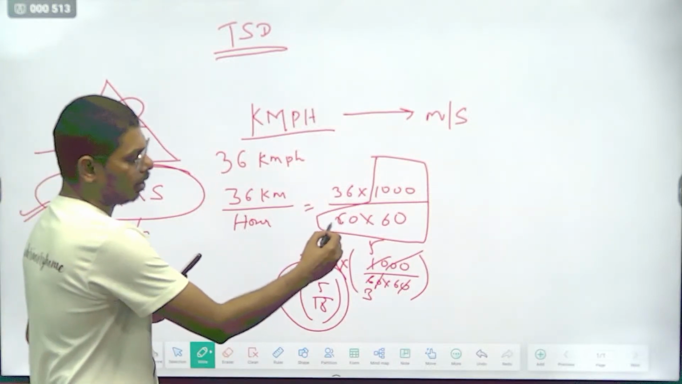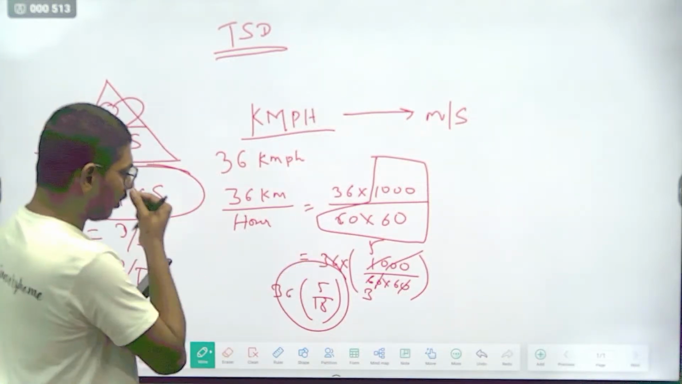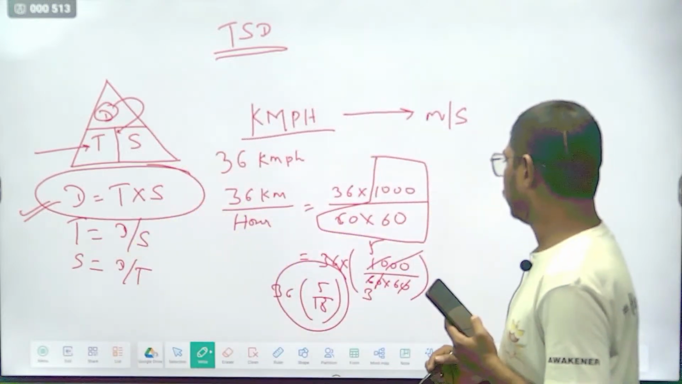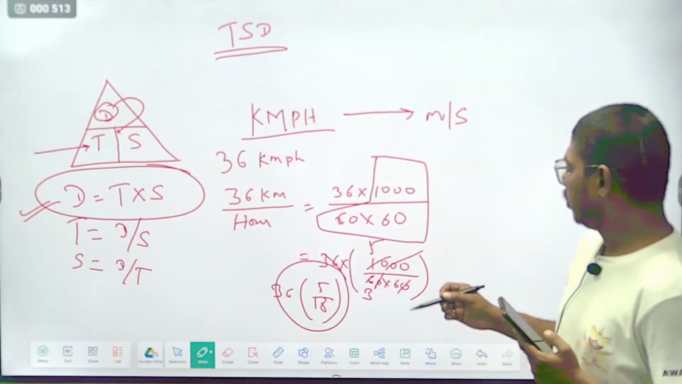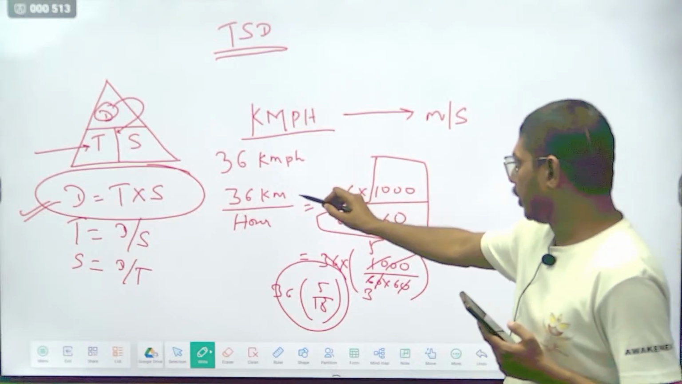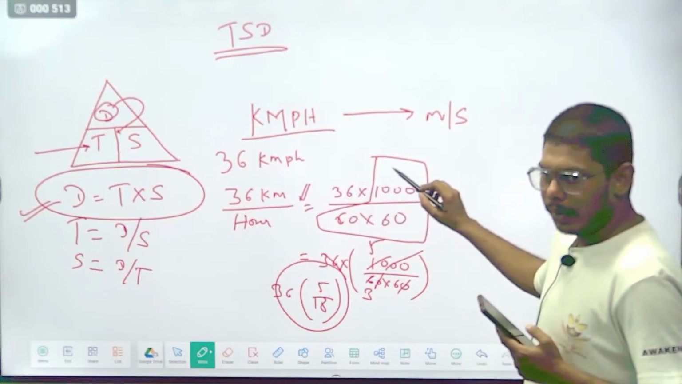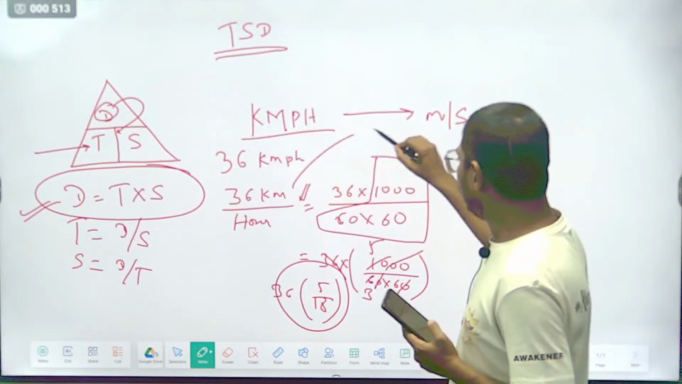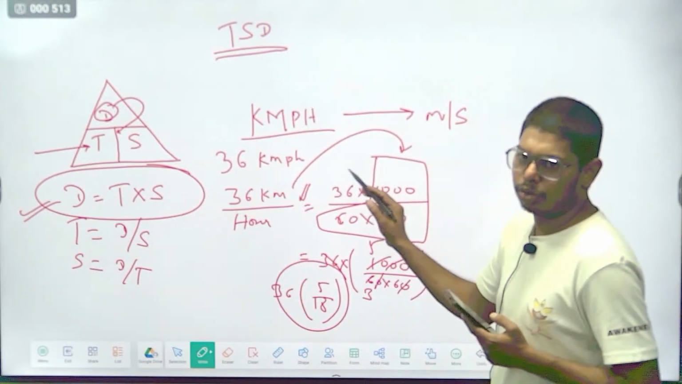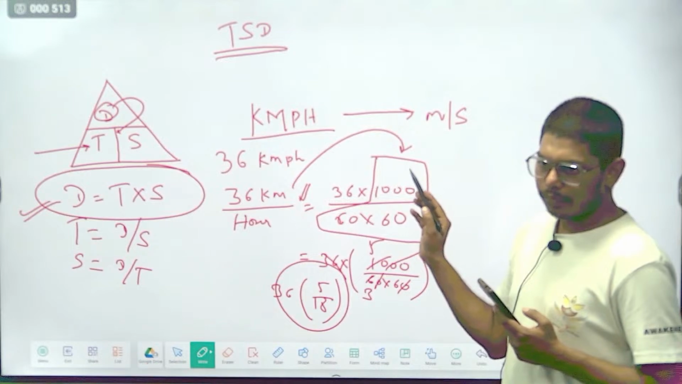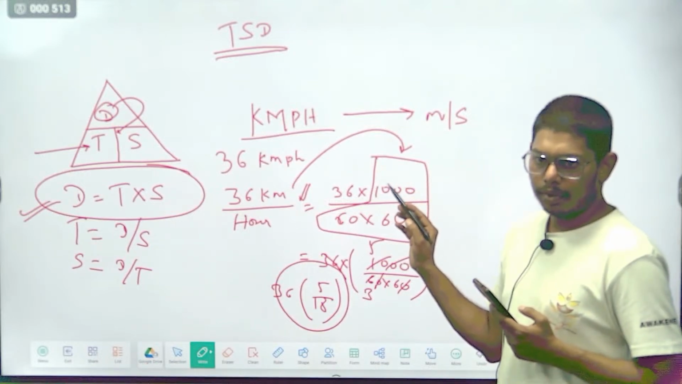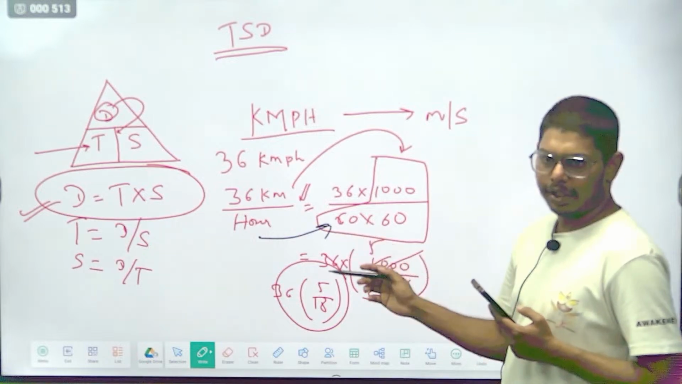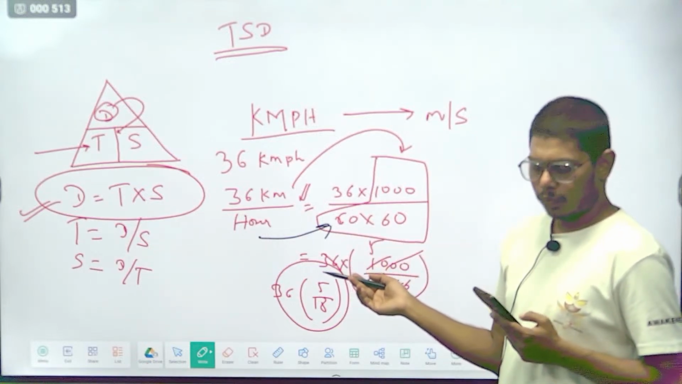60 minutes into 60 seconds. Right? 36 kilometer, right? Okay. This kilometer numerator, just focus on the numerator. Numerator is changed into meters, right? Kilometer is changing into meter. Hour is changing into seconds, right? Okay, right?